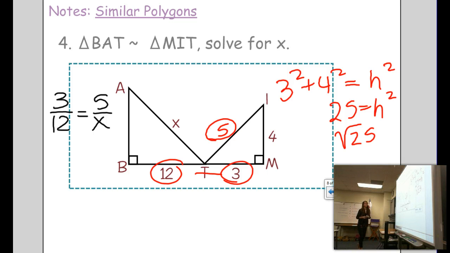Catherine, what do you get? 5 times 12 divided by 3. 20. Very good. X is 20. The hypotenuse of that triangle is 20. Ask me a question.